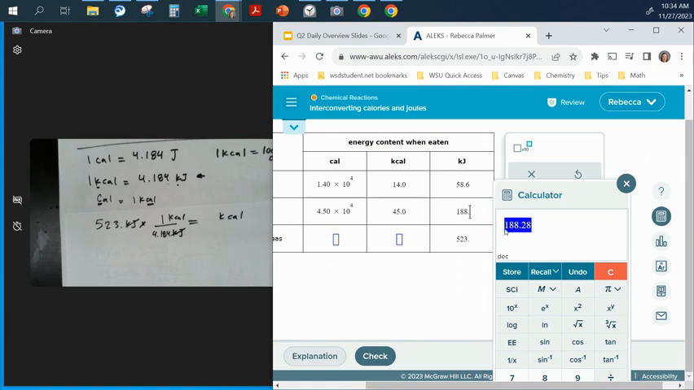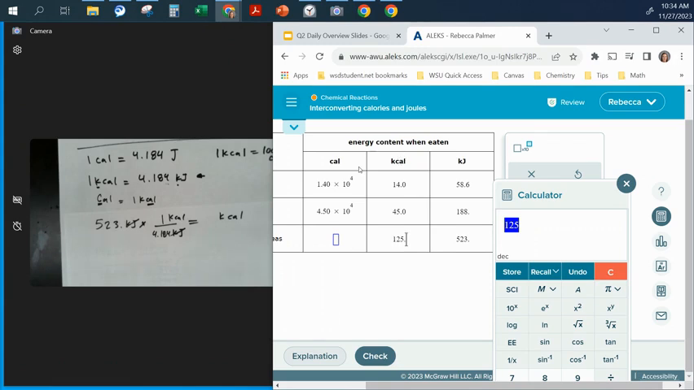Okay, so then I'm going to type that into here. 523 divided by 4.184. Okay, and this tells me I need 3 significant digits. 125, I'm going to put a decimal. And then from this box to this box, I need to multiply by 1,000. I'm going from kilocalories to calories.